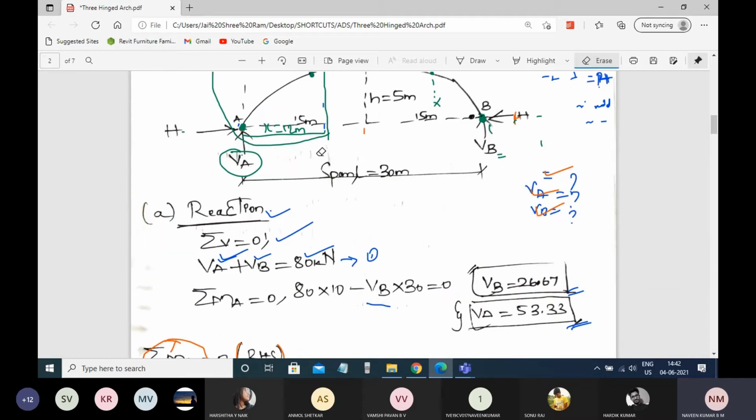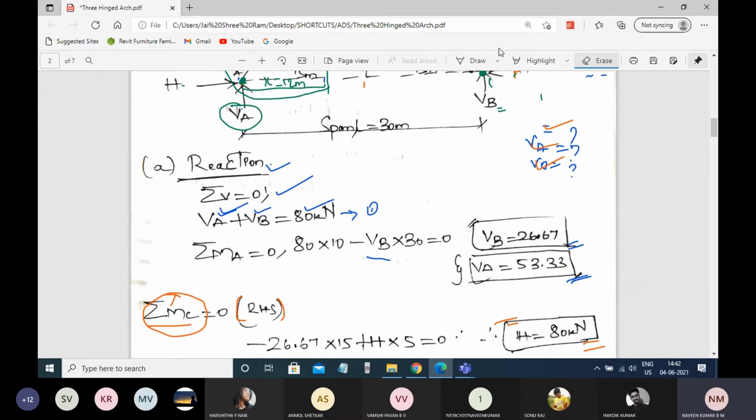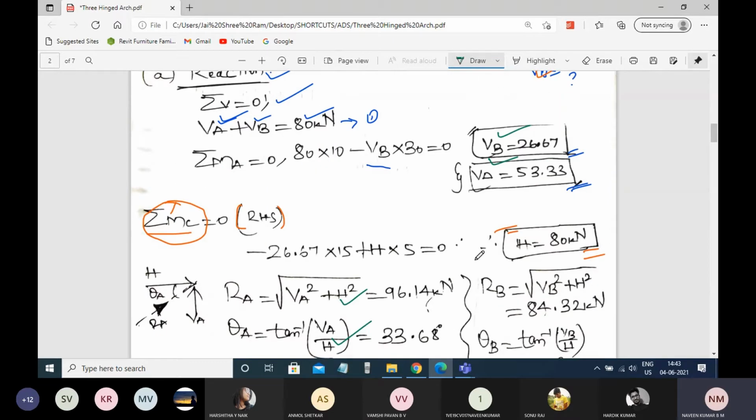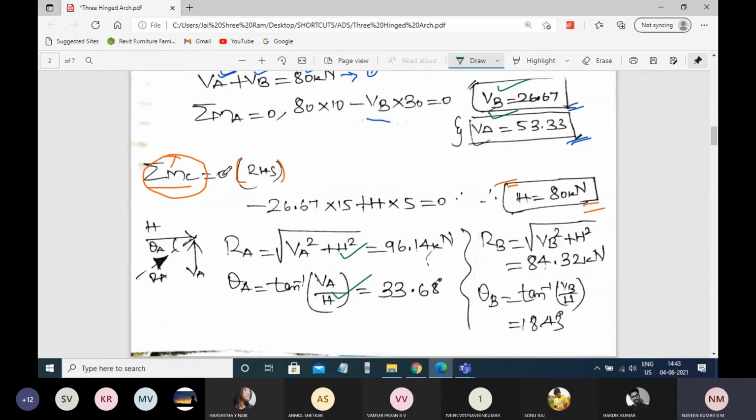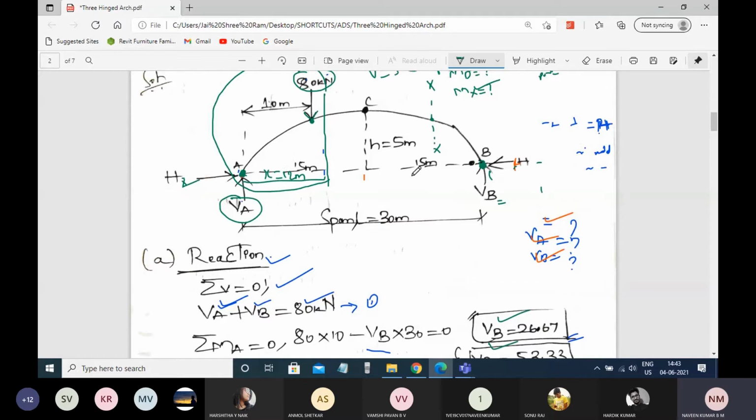As I mentioned, initially we need to find the reactions. So use the conditions of equilibrium, where you can find VB as well as VA. I hope you don't require much clarification related to finding VB and VA, since it was already discussed in the previous session. But this is very important: summation of MC is very important, because H at A and HB are the same. So you only consider half of this portion in order to find H.